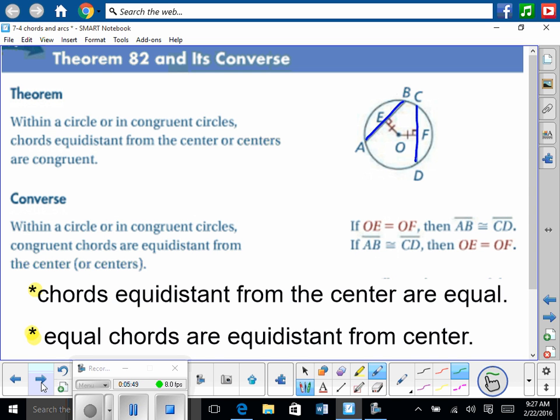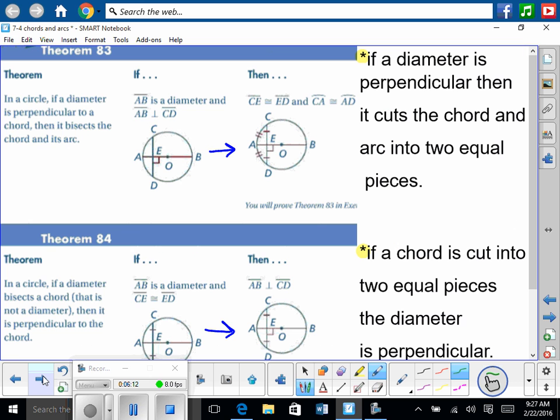Does that make sense? Everybody. Do I need to say it again, maybe? Yeah? Okay. So the converse is also true. If you're given these chords are equal, then they must be equidistant from the center of the circle. So given the blue lines are equal, we know that that line to there and that line to there must be equal. Does that make sense, everybody? Okay, we're down to the last few, then we're just going to start applying it.